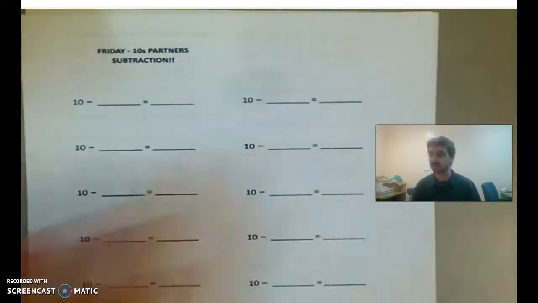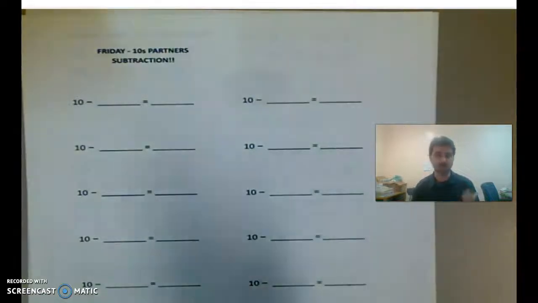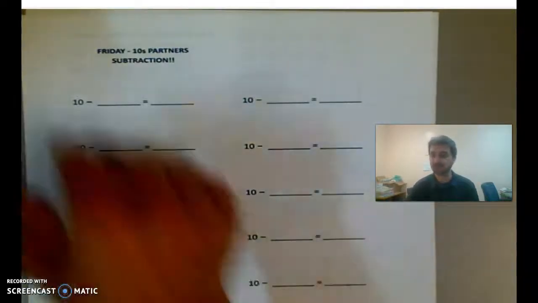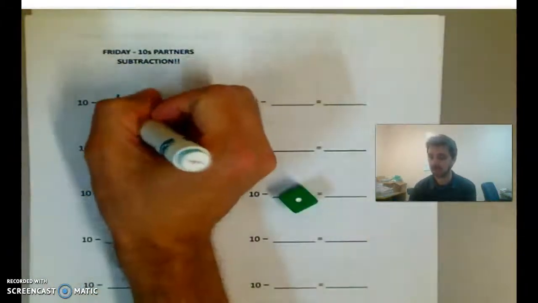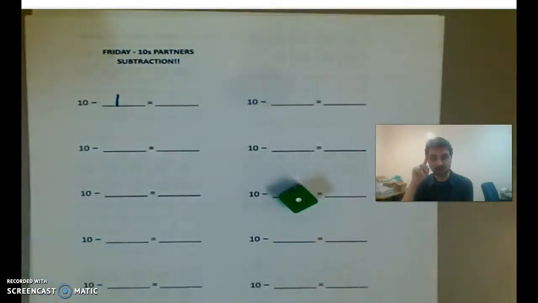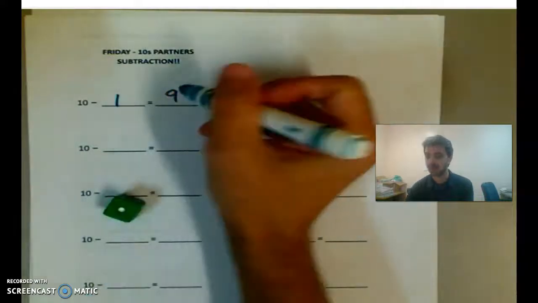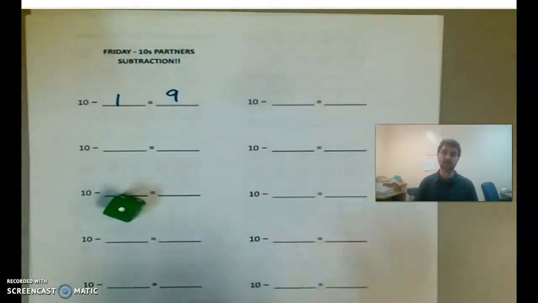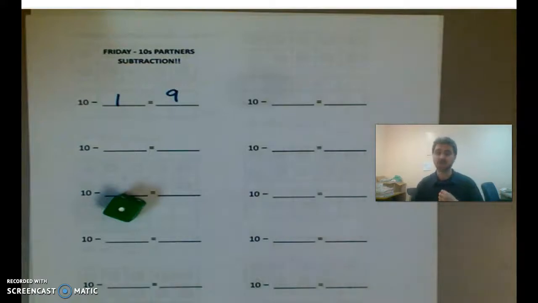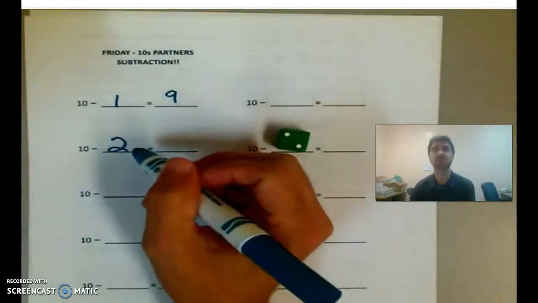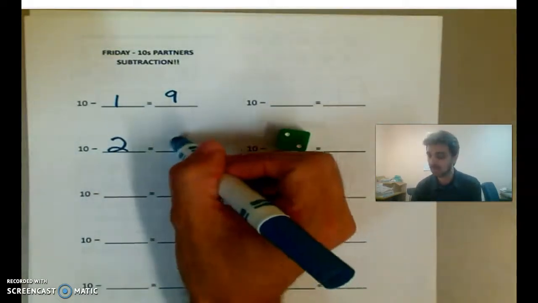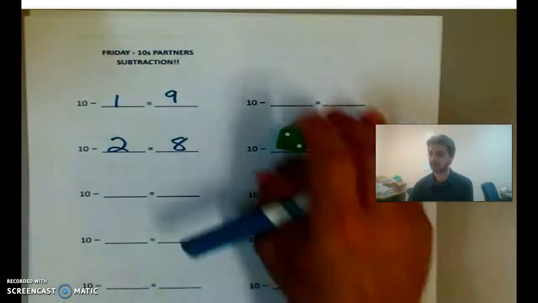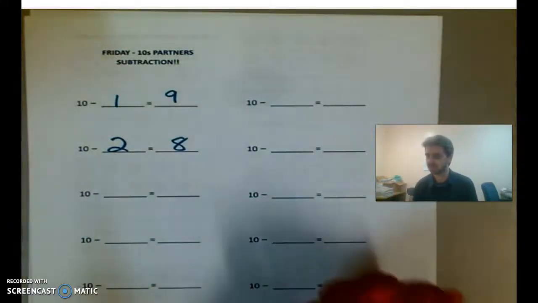You'll notice there's no visuals to help you. There's no number paths. There's no double 10 frames. So all we do is this. We roll it. I got a 1. 10 minus 1 equals. Now by now I think you should know that should equal 9. Okay, if you're not sure, you can go back and use one of your models, one of your visuals, but I'm trying to get you to the point where you don't need it. Okay, so I'm going to roll it again. I got a 2. 10 minus 2 is, let's see, 10 minus 2. I know that 2's 10's partner is 8, so it must be 8. 8 plus 2 is 10. Yes, that does work. Okay, so don't write down what I'm doing, but I'm just showing you what I would do.